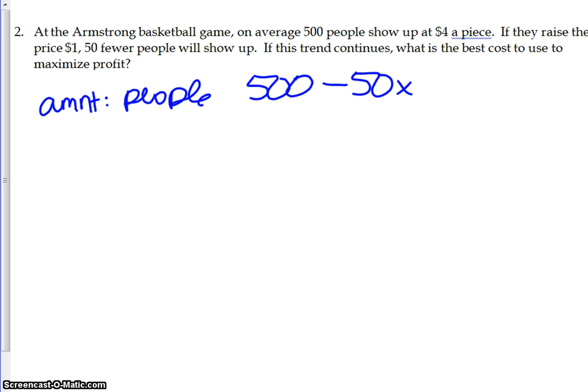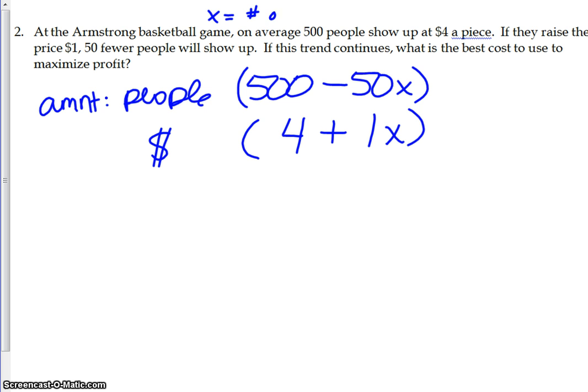So let's call it x for change, okay? So for the amount, that's our expression. Then we always have an expression that deals with our money. Well, right now we get $4 for every person. We want to increase that by $1 so many times, and x is representing here the number of times to increase the cost by $1.